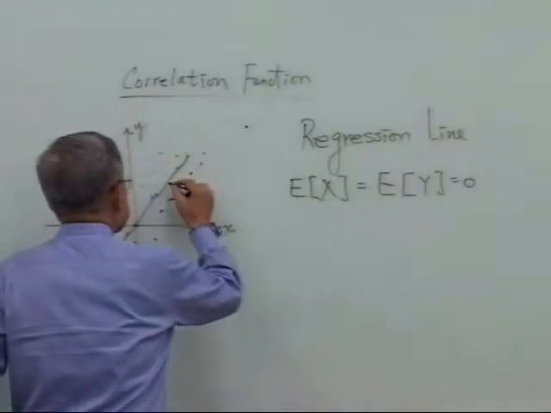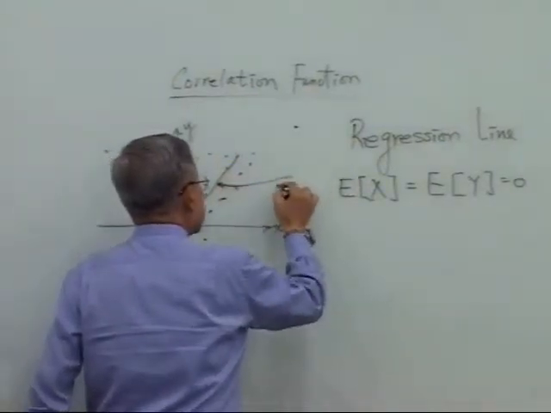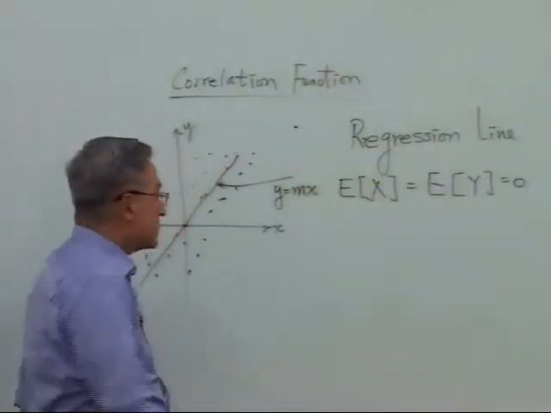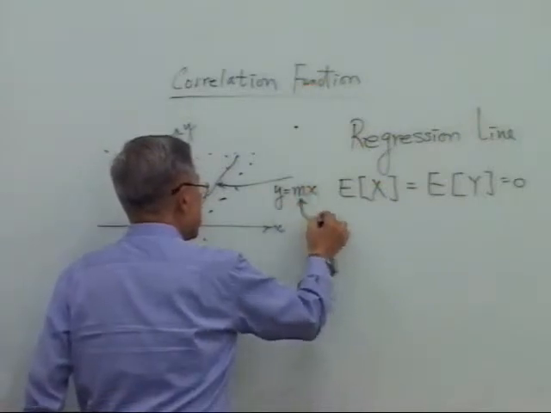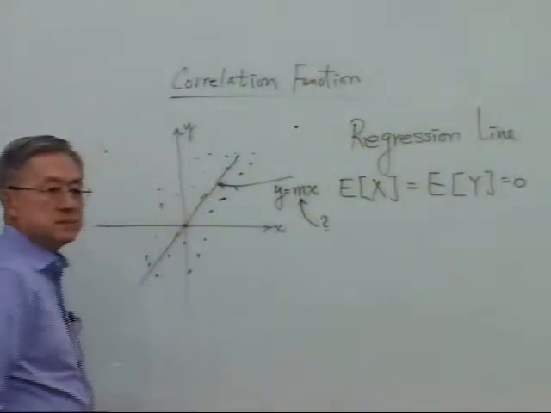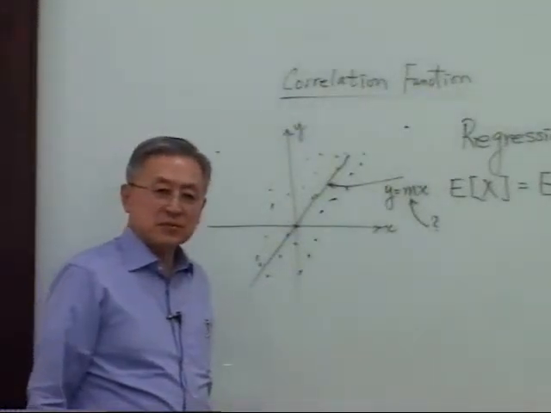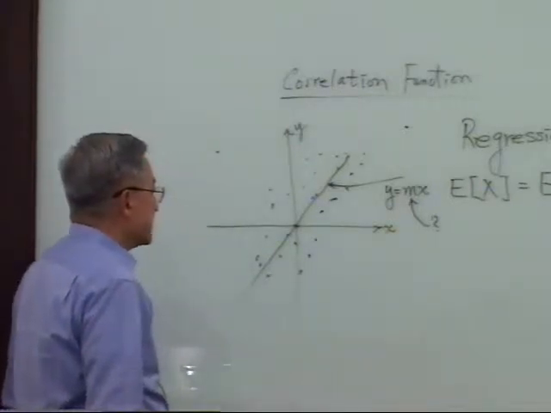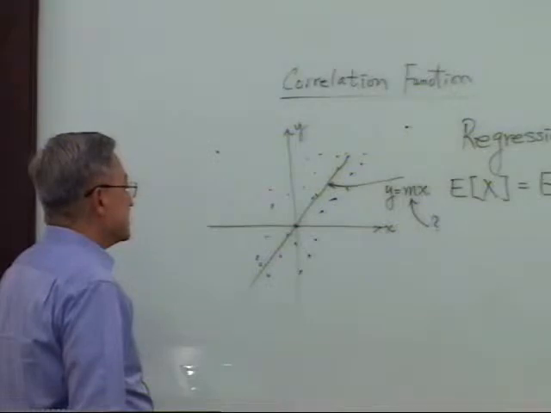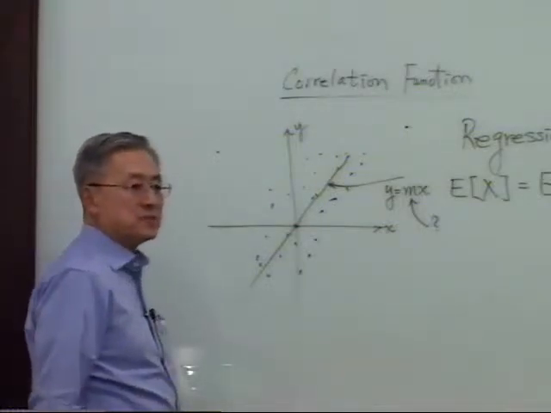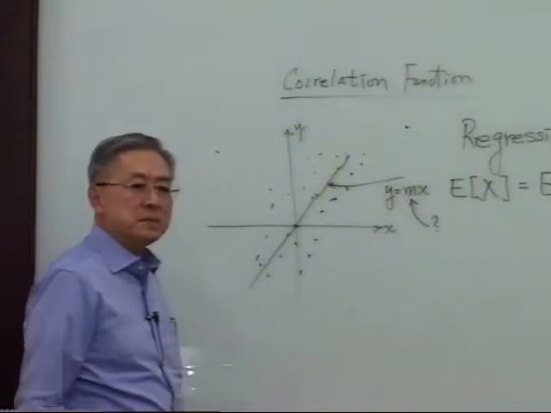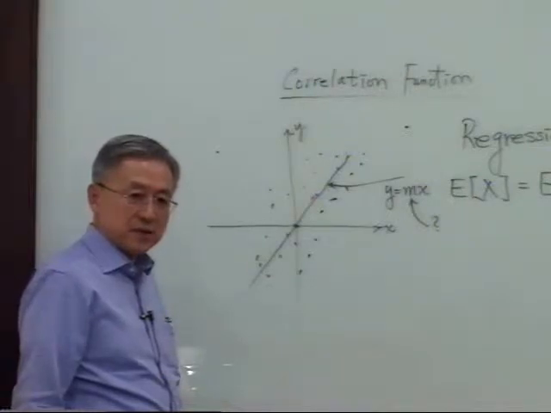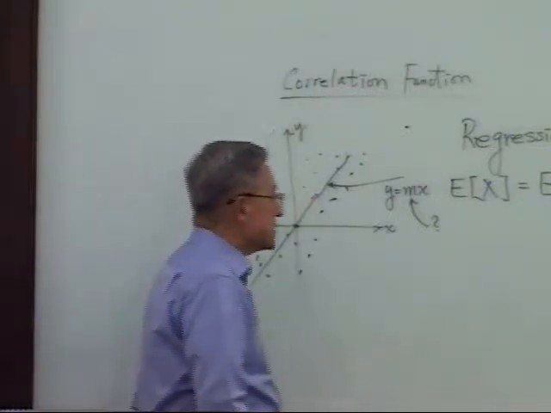So here I'm going to say Y is equal to mx. Of course, m is unknown here. We'll let it pass through the origin intentionally to make it simpler. Then the problem to solve is how to find m, the slope, for the best fit for the data.